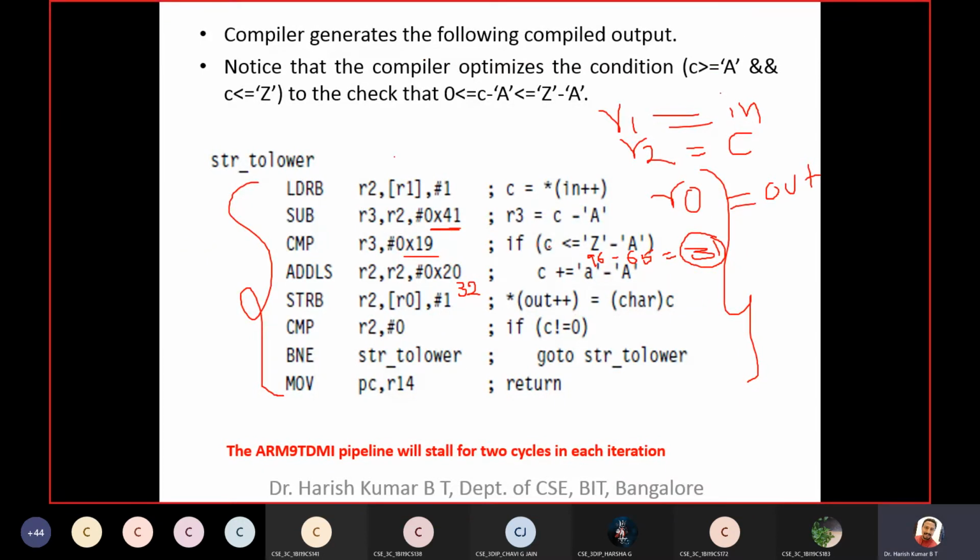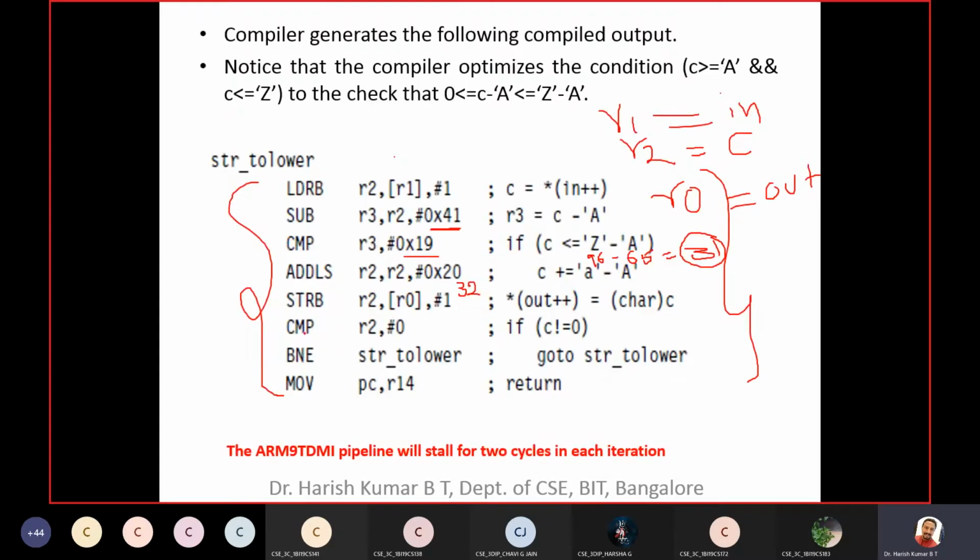So first I'm finding the difference C minus A, assigning it to R3, and next I'm checking whether C is less than or equal to the difference of these two. If that is true, then I perform add with the condition LS, lesser than, this 32. The result I get in R2, I'm storing into this memory location. Now R2 will be holding the hexadecimal equivalent of the ASCII value of the corresponding lowercase letter, and that is what gets stored into the register R0.